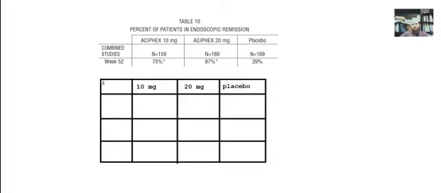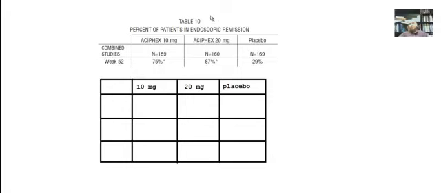So see this here, we want to see this here. Say here are 3 groups, independent. One of them is getting this medication at 10 mg level, this one is at 20 mg level, and then we have placebo. Now we have 75% of the people here in endoscopic remission, 87% here in endoscopic remission, and 29% of the people here in endoscopic remission. Makes sense?